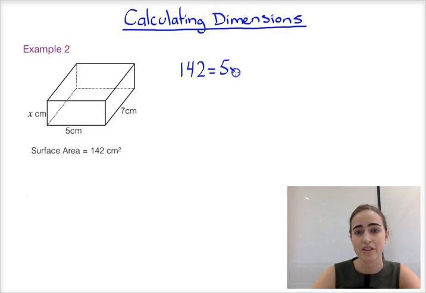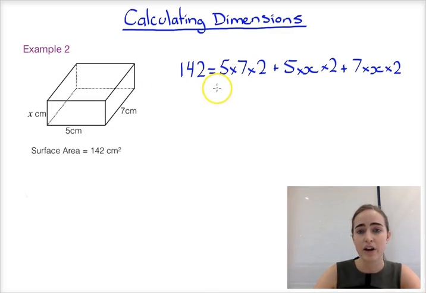So we'd have 5 times 7 times 2. If we look at the front now, that's going to be 5 centimetres by x centimetres, and it's the same as the back as well. So we have 5 times x times 2. And if we look at the side, that's x centimetres by 7 centimetres, and again there's 2 of them. So we'd have plus 7 times x times 2.